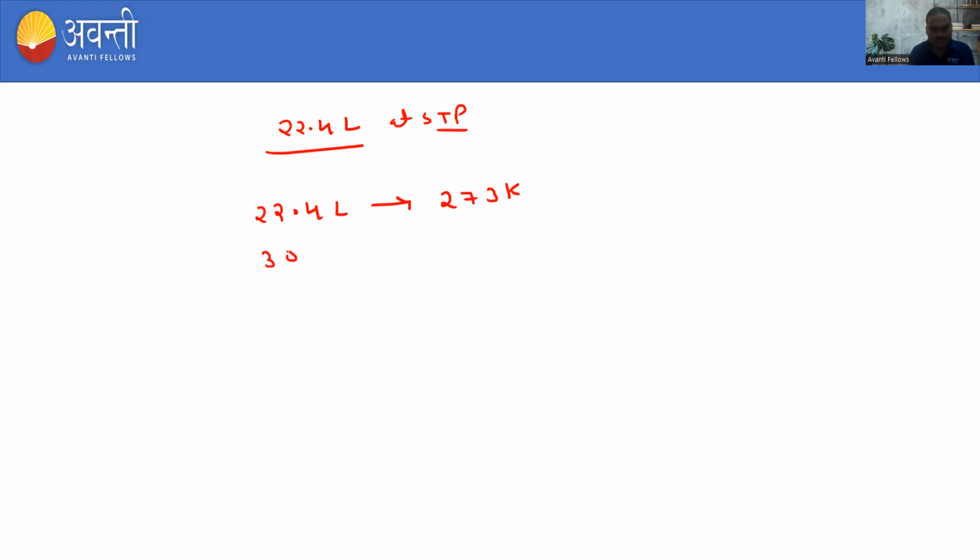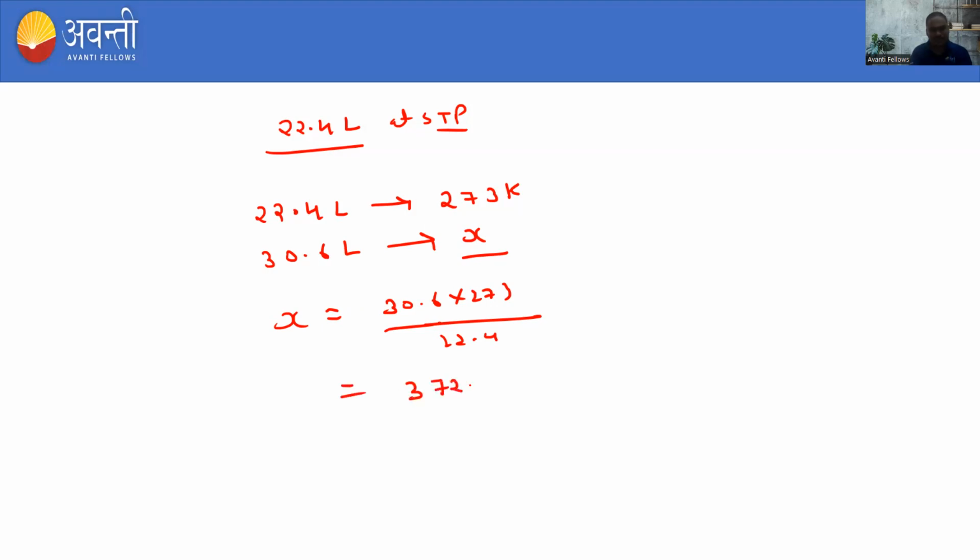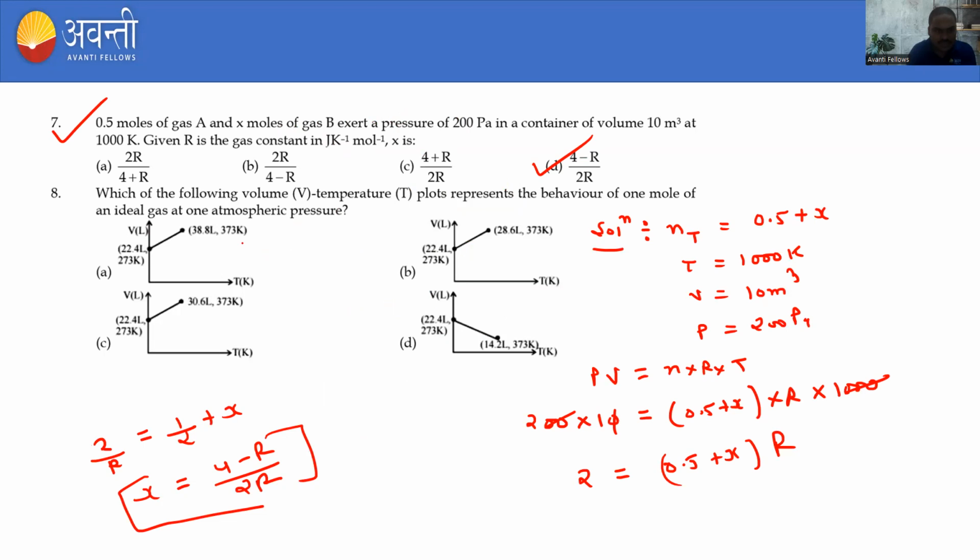Now, 30.6 liters, they are occupying at what temperature? So you need to calculate the value x, right? So on the cross multiply, you'll get x is equal to nothing but 30.6 into 273 divided by 22.4. So on solving, you'll get this. So which option is correct? That is, therefore, the temperature comes out to be 372.9, almost 373 Kelvin. So which option is correct? Let me say 373 Kelvin.